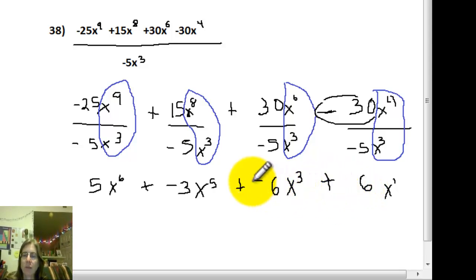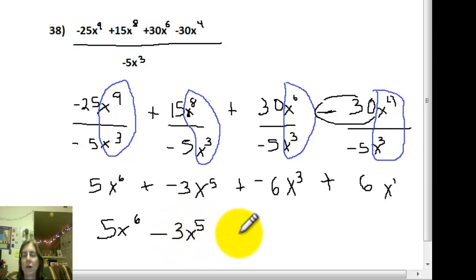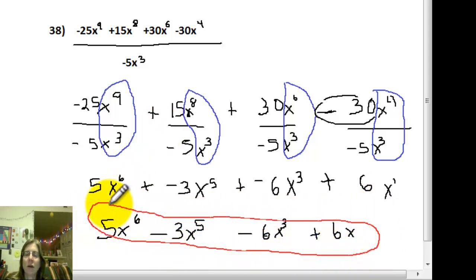Okay, now let's clean this up. Whenever you have a plus negative, that's the same thing as minus. So 5x to the 6th minus 3x to the 5th minus 6x to the 3rd plus 6x. We don't need that one. And that is our simplified expression after we divide it.